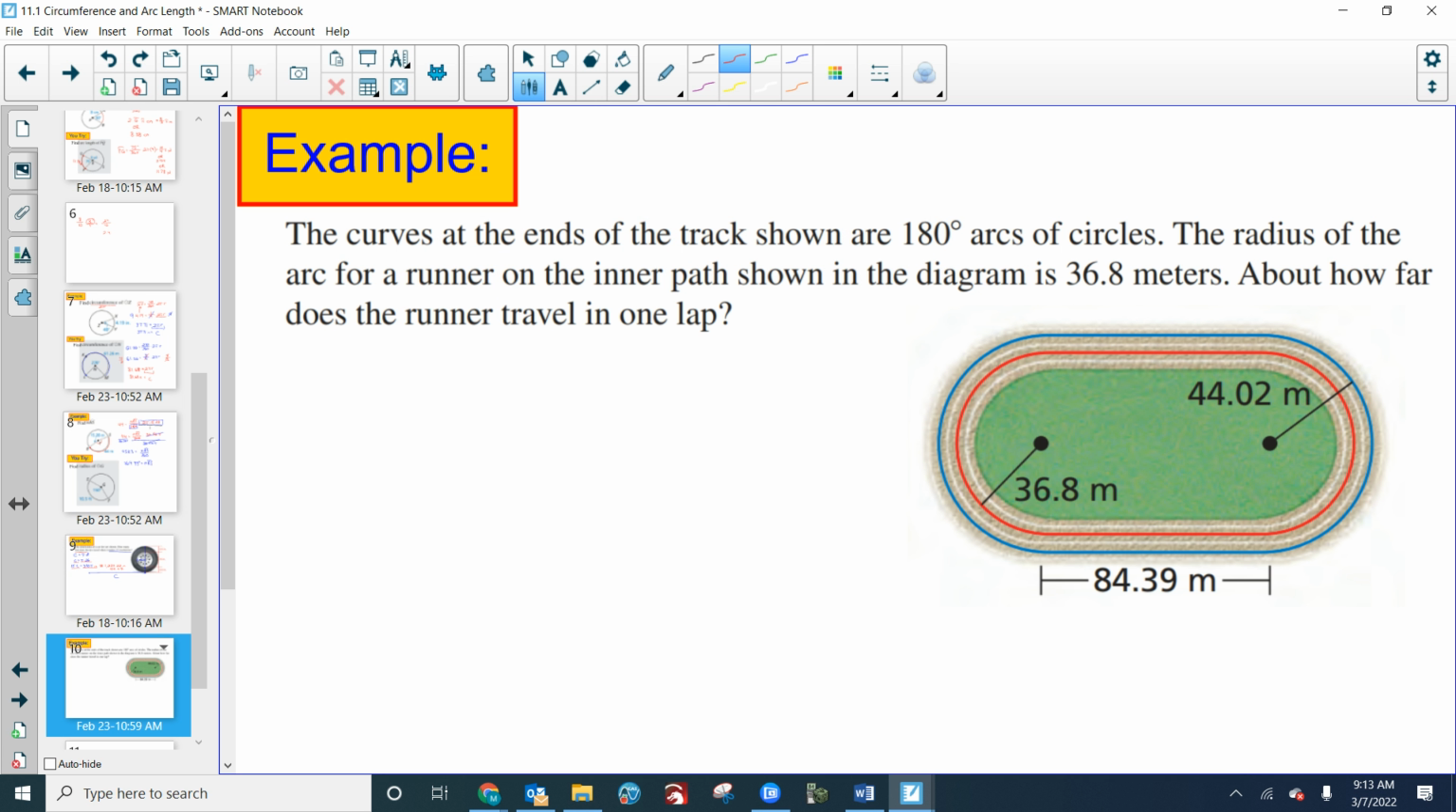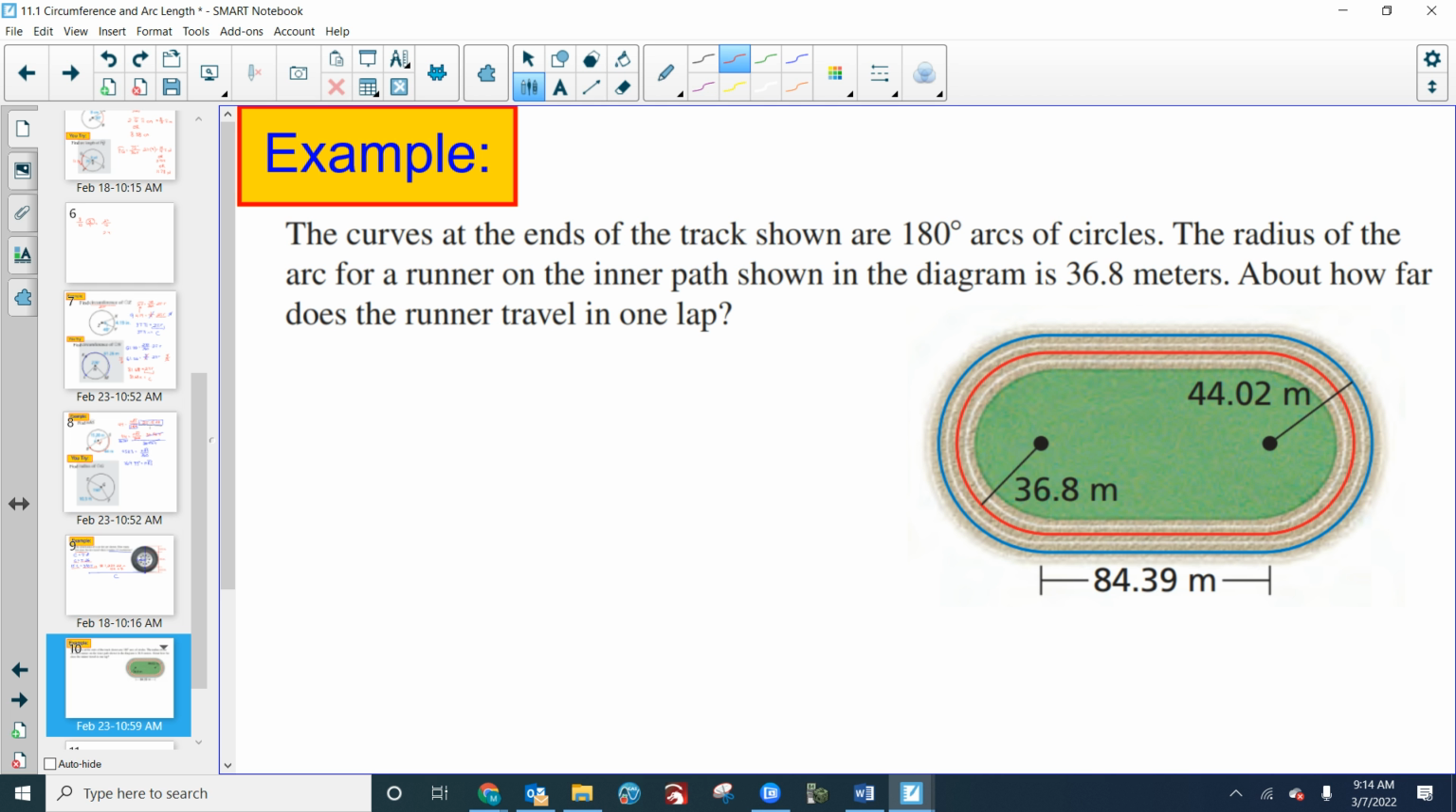And then a problem like this, the curves at the end of the track shown are 180-degree arcs of circles. The radius of the arc, and actually this has really interesting implications. Who are my track runners in here? Okay, this is why they stagger a start for anything above what? 100 meters? Anything above 100, because 100 is a straightaway, isn't it? Anything above 100, you have to stagger the start because the inside of the track is going to be shorter than the outside, right? Get that?